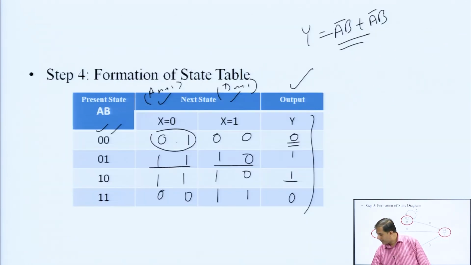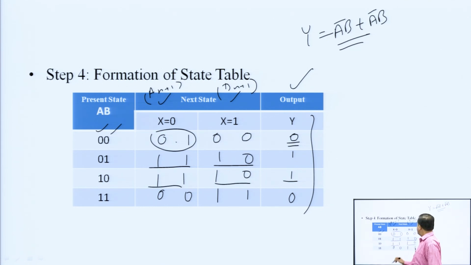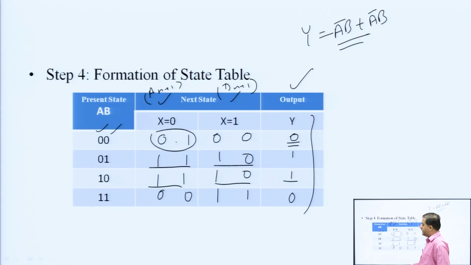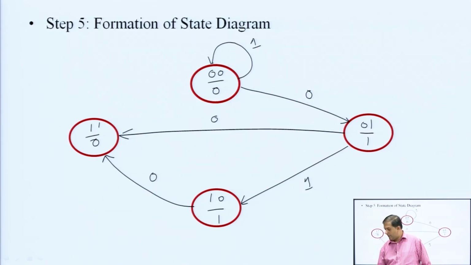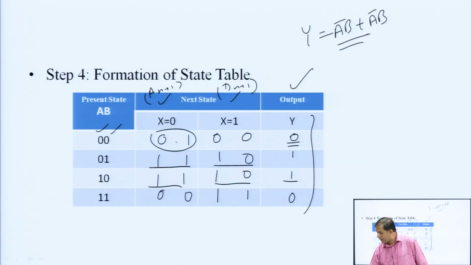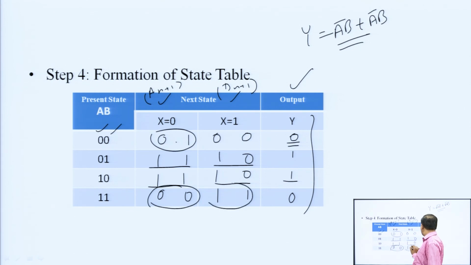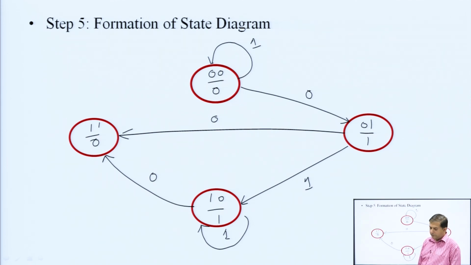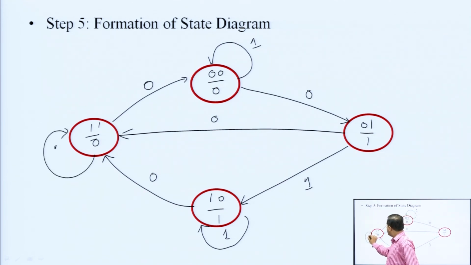Okay. Next, for 1 0, the next states are 1 1 and 1 0. For 0 it goes to 1 1, and for x input 1 it is going to 1 0, means it is coming back to itself only. And the last one, for 1 1, it is going to 0 0 and 1 1. So, it is going to 0 0 for 0 and going back to itself as 1 1 for 1. So, I think the state diagram is complete.